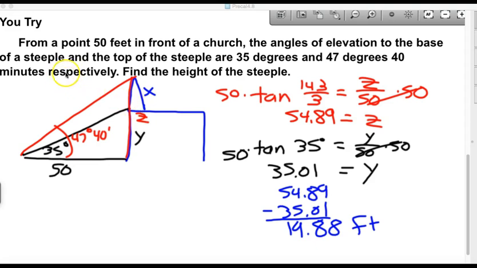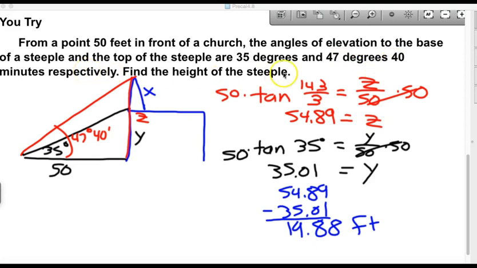Now, if you've never learned how this "respectively" thing works in writing, respectively just means whatever I told you first, in this case the elevation to the base, and then I told you the elevation to the top, use those same orders for the numbers I give you. So the base is the first one, so 35 degrees is the angle of elevation to the base. And then to the top of the steeple is 47 degrees and 40 minutes.